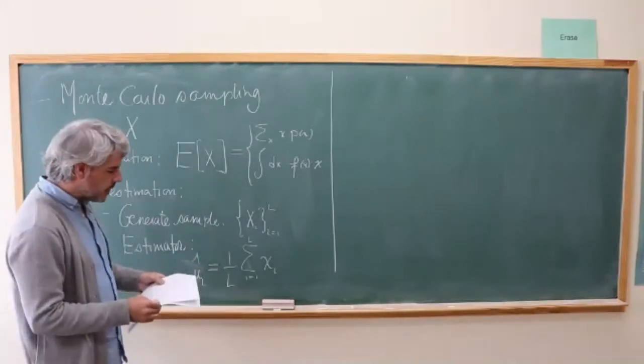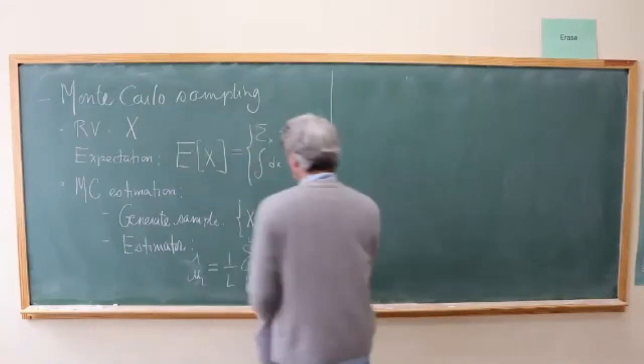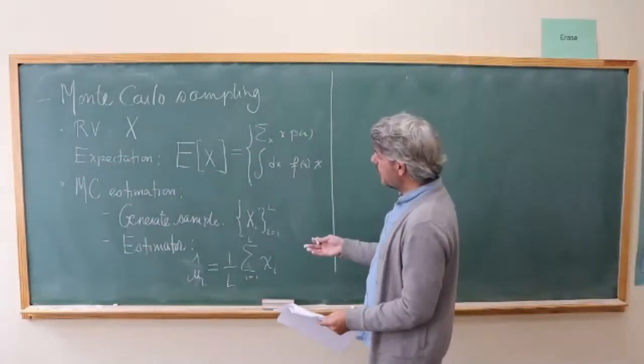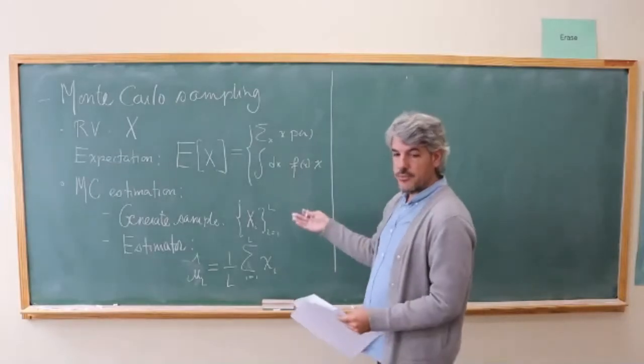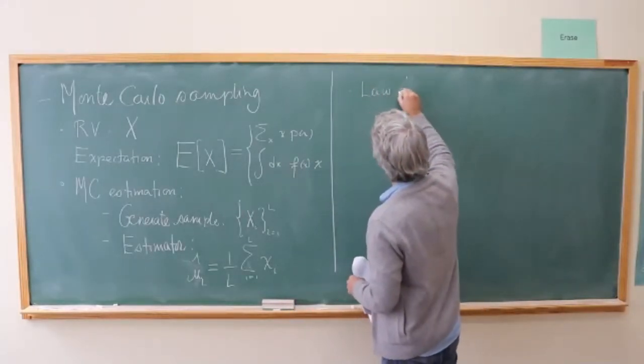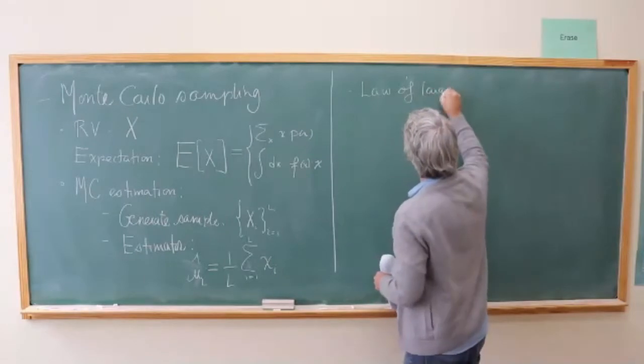The reason why we use this estimator is because if you have a very large sample, and larger and larger samples, then it converges to the true mean. And this is the law of large numbers.